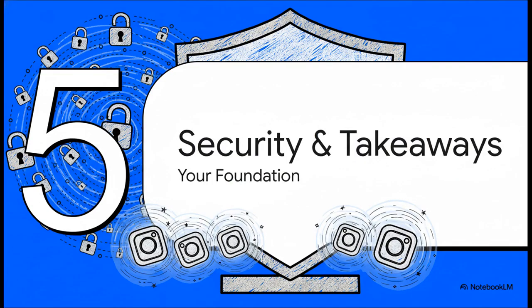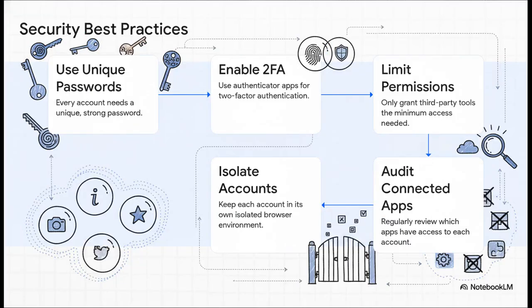Now, before we wrap this up, let's talk about the foundation that all of these tools have to sit on: security. You can have the best scheduling and content tools in the world, but it all means absolutely nothing if your accounts aren't secure. So treat this slide like your non-negotiable checklist: unique, strong passwords for everything, two-factor authentication on every single account. Be really picky about the permissions you grant to third-party apps, and like we've been talking about, keep every single account in its own isolated environment. These steps are not optional, they are essential.